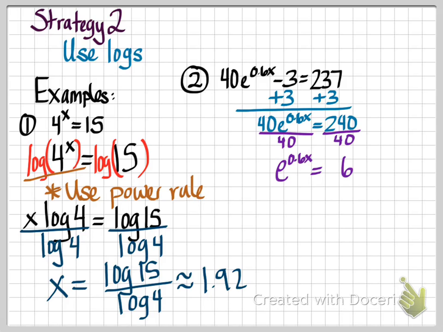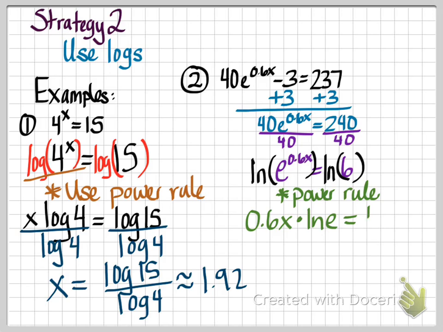But now we've come to the point where we have e to the power 0.6x equals 6. To finish this now, we're going to hit it with a log. That's what my high school math teacher always used to say, hit it with a log. We're going to hit it with the natural log because we're dealing with e. And we'll see why in just a minute. So we're going to hit it with the natural log on both sides and use the power rule. So the power drops down in front, and on the left-hand side we have 0.6x times the natural log of e because of the power rule, and on the right we just have natural log of 6.